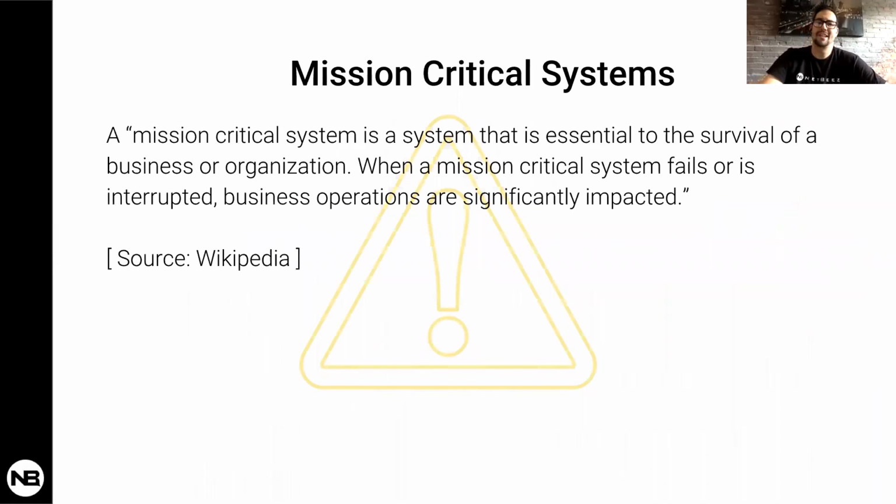So this leads us to the concept of mission-critical systems and network availability. The goal of offering a mission-critical service like in healthcare environments is to really minimize the downtime and assure a well-performing and resilient service. Wikipedia says that a mission-critical system is a system that is essential to the survival of a business or organization. When a mission-critical system fails or is interrupted, business operations are significantly impacted.